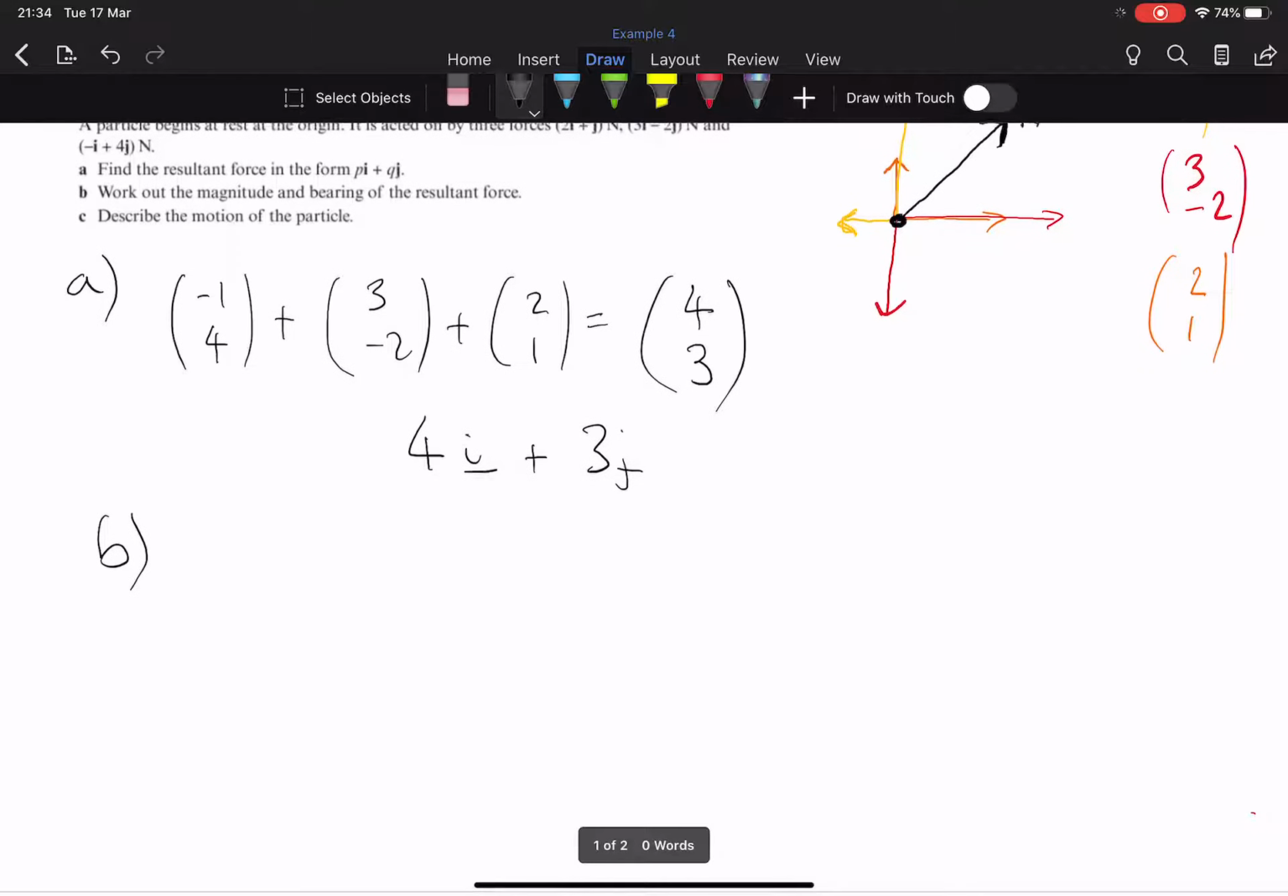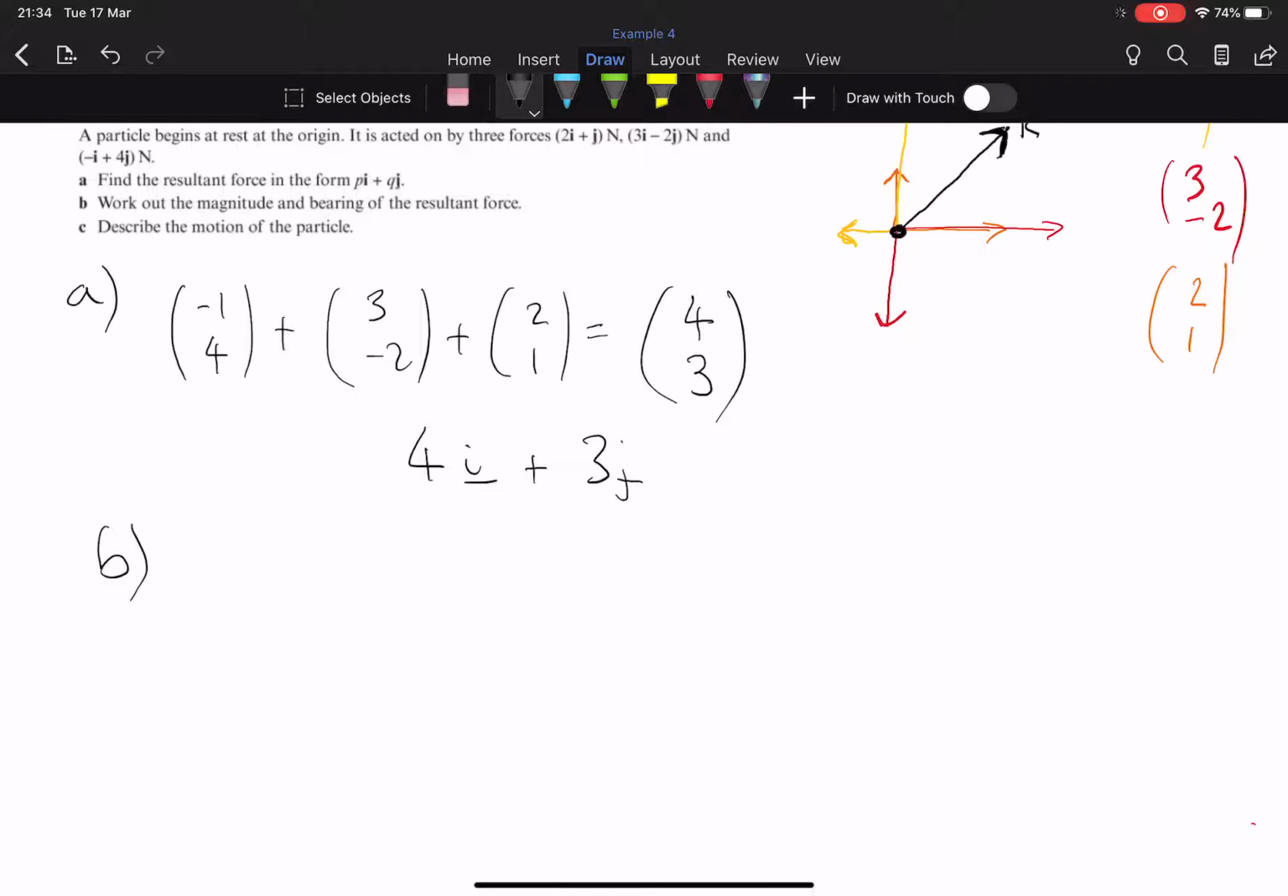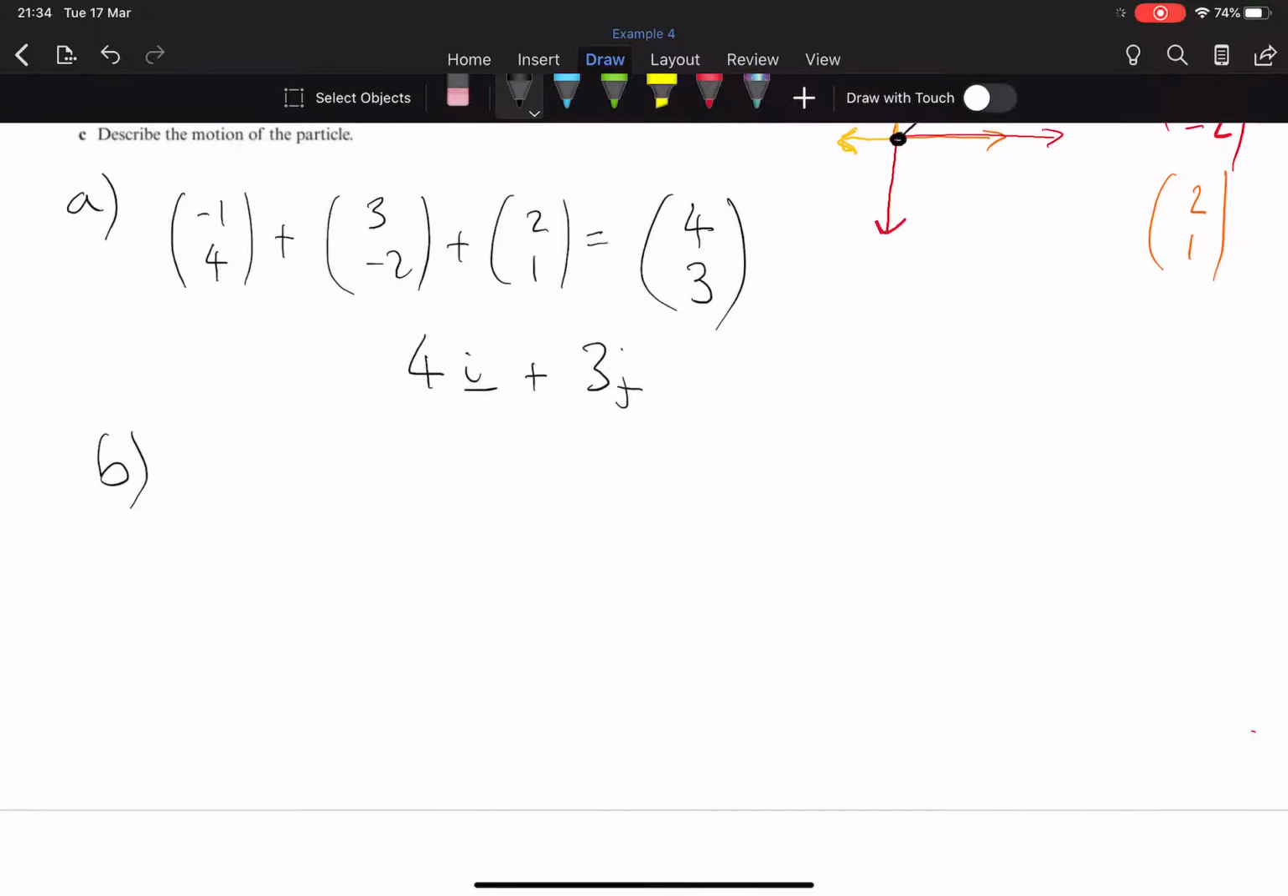In part B, we're asked to find the magnitude of the resultant force. So we're asked to find the magnitude of this vector here. Well, we know how to find the magnitude of that vector, it's just the length of that vector. So let's draw ourselves a diagram. R looks like that. And we know that R goes to the right by 4 and it goes up by 3. So the magnitude of R is going to be the length of that line, that hypotenuse.